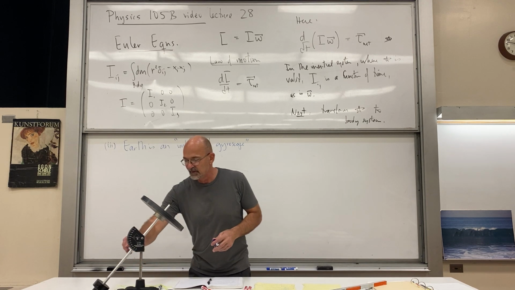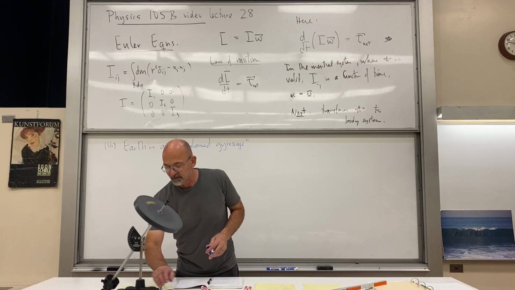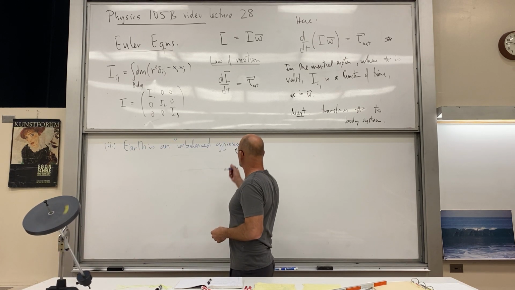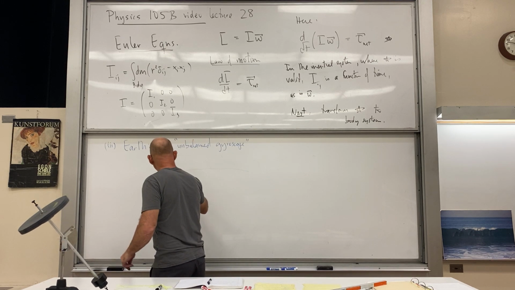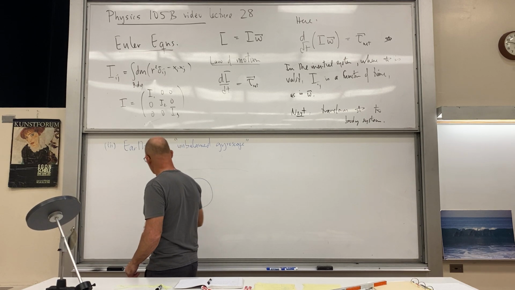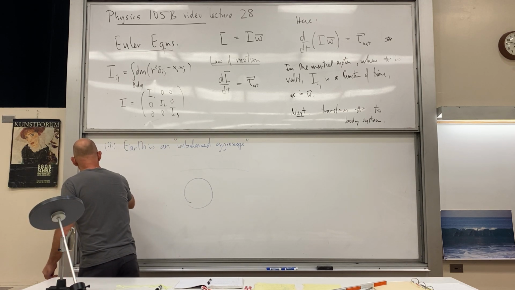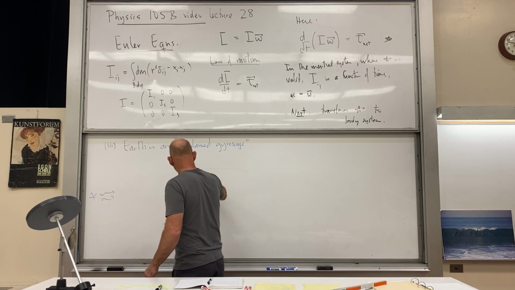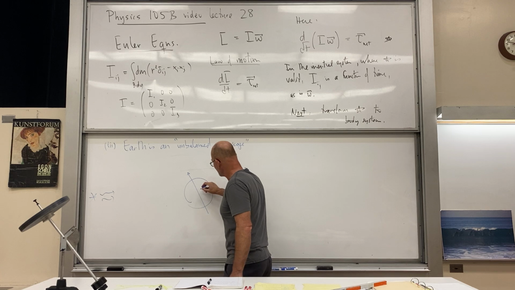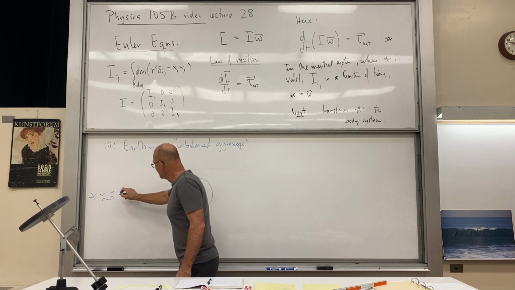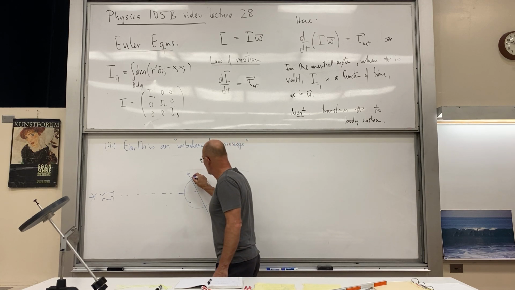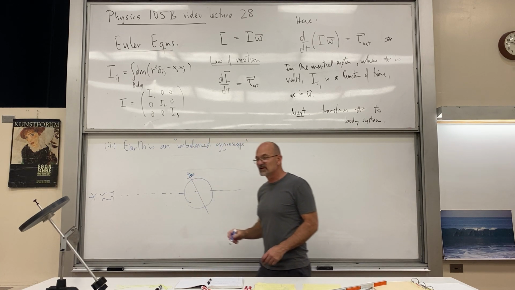And let me just put a couple things down for you guys here. So Earth is an unbalanced gyroscope. Let's just go ahead and draw our Earth, with the sun over here, and we know the axis is tilted about 23 degrees with respect to the orbital plane. So there's the rotation of the Earth.